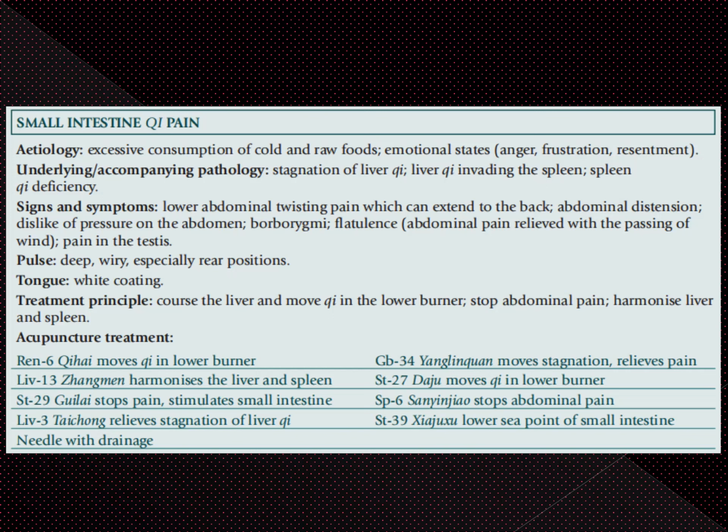Acupuncture treatment points: Ren 6 moves chi in the lower burner. Stomach 29 stops pain and regulates the small intestine. Liver 3 relieves stagnation of liver chi. Gallbladder 34 moves stagnation and relieves pain. Stomach 27 moves chi in the lower burner. Spleen 6 stops abdominal pain. And stomach 39 is the lower sea point of the small intestine. The technique is with drainage.